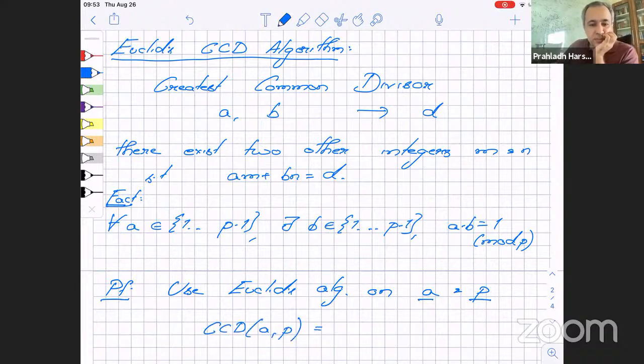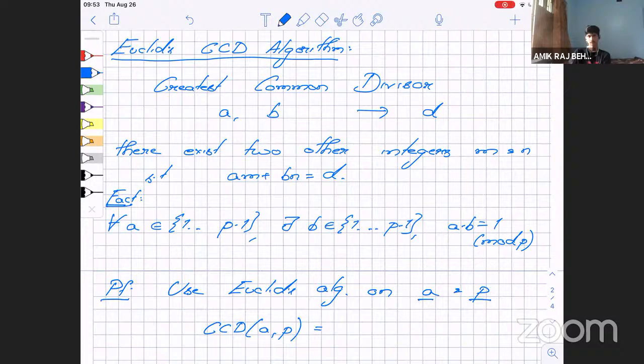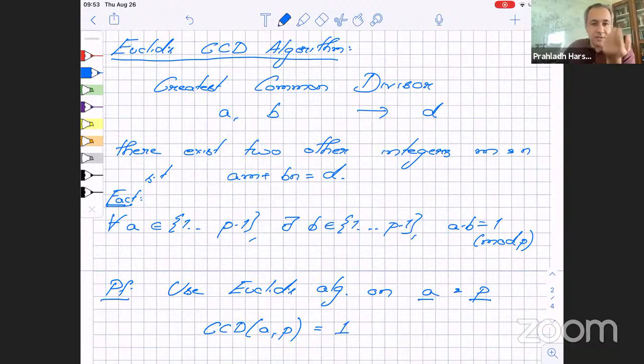It's 1, because 1 is certainly a common divisor. Can it have a larger common divisor? No, because otherwise, p has only two divisors, since it's a prime number: 1 or p. And a is a number strictly less than p, so p can't be the other common divisor. So 1 is the only common divisor.